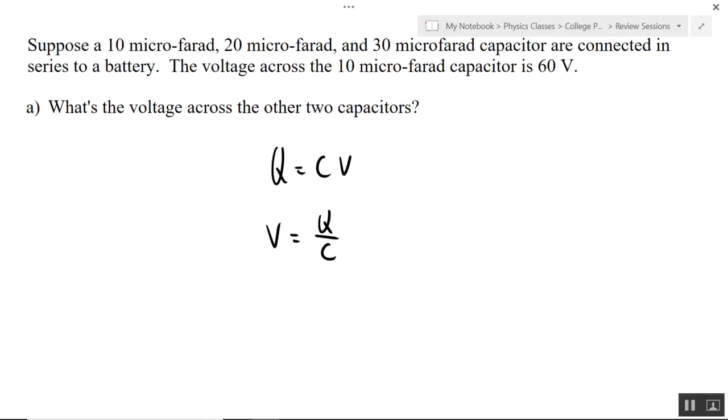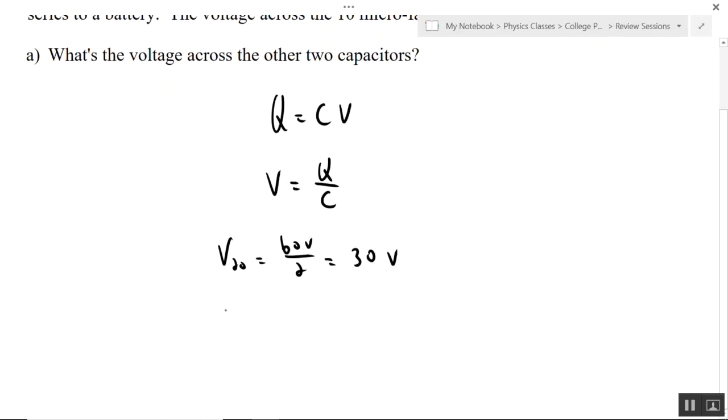So the voltage across the 20 is the voltage across the 10 divided by 2, which is 30 volts. The voltage across the 30, which is 3 times bigger than 10, is the voltage across the 10 divided by 3, which is 20 volts.